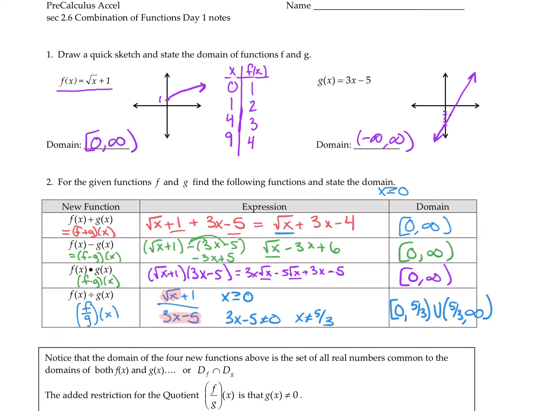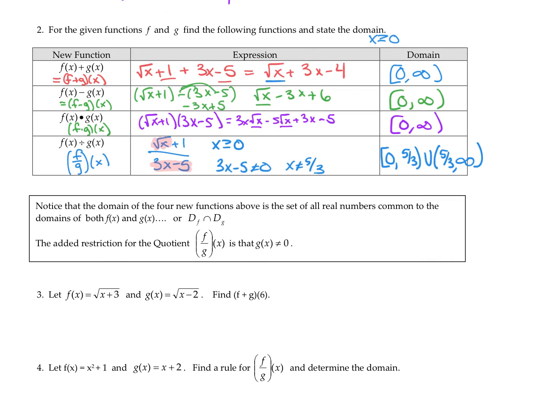So when finding the domain of a combination of functions, we want to make sure we notice that the domain is the set of all real numbers common to both. So because the square root had a restriction, that's why it's 0 to infinity, versus the other one was -infinity to infinity. Quotient also has a lot of extra restrictions because we know that our denominator couldn't equal 0. So that added an extra layer of restrictions.